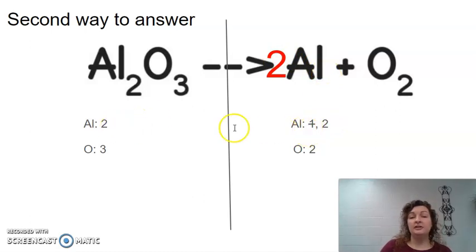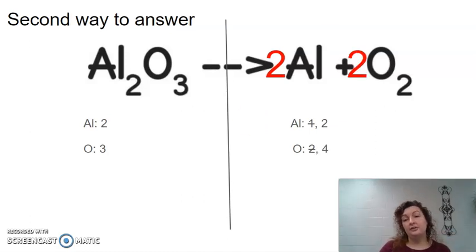Now, my aluminum is balanced, awesome, but my oxygen is not. I need this oxygen to be 3. So what can I times 2 to be 3? I can't times anything by 2 to be 3, but I still need it to increase. So let me go ahead and add a 2. And what that 2 does is 2 times 2 equals 4. So now I have 4, but I really wanted 3.